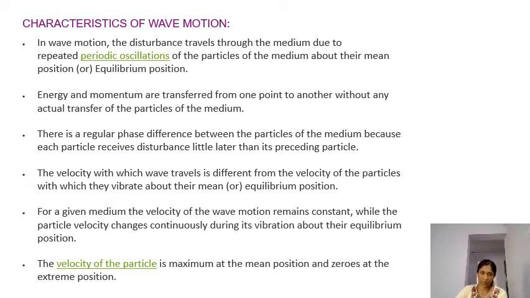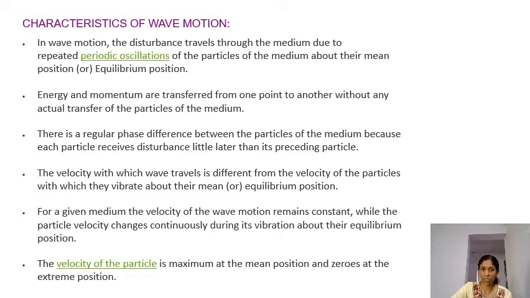Next one is characteristics of wave motion. Let us see the characteristics point-wise. First point: the disturbance in wave motion travels through the medium due to the repeated periodic oscillation of the particles of the medium about their mean positions. The wave is propagated in the medium due to the vibration of the particles.